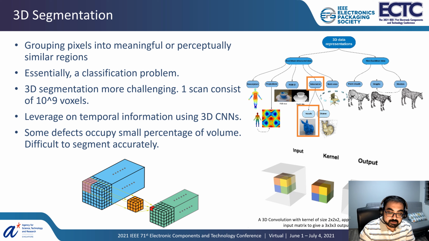So for segmentation, essentially we go from 2D to 3D in this work. In 2D segmentation, people will generally use 2D CNNs. In our case, we use 3D CNNs. However, one drawback of using 3D CNNs is that sometimes it's difficult to detect these small defects because they occupy a very small percentage of the volume.